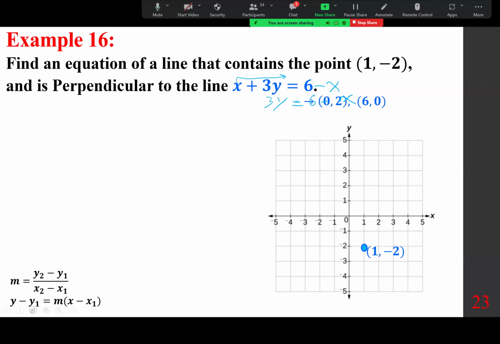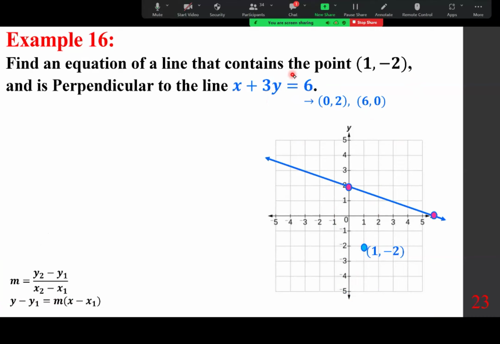Let me just erase this for now, because if x is 0, y is 2. If y is 0, x is 6. And you can graph those lines. That's not a problem. Now, the line that contains this one is perpendicular to that. So we need to find the slope.